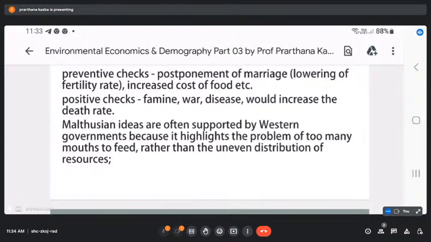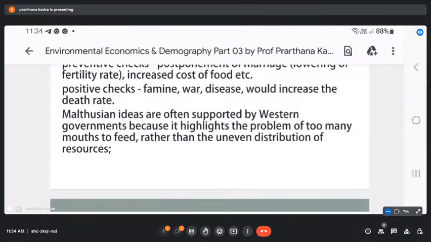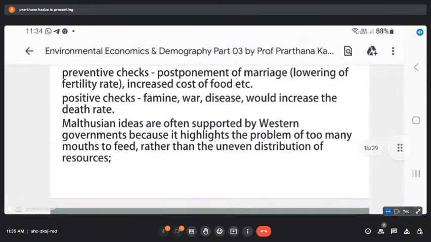Then another check is the positive check. For example, it is related to the nature. The famine condition, war condition, disease would increase the death rate. म्हणजे पॉझिटिव्ह चेक जो आहे पॉप्युलेशनच्या दृष्टीने तो नॅचरल असतो, की एखादी जर दुष्काळ सदृश्य परिस्थिती आली किंवा युद्ध झाले किंवा खूप मोठी महामारी आली, तर तिथे जो काही पॉप्युलेशन ग्रोथ आहे तो कमी होणार आहे, याचाच अर्थ डेथ रेट हा वाढणार आहे. दॅट इज कॉल्ड द पॉझिटिव्ह चेक्स.